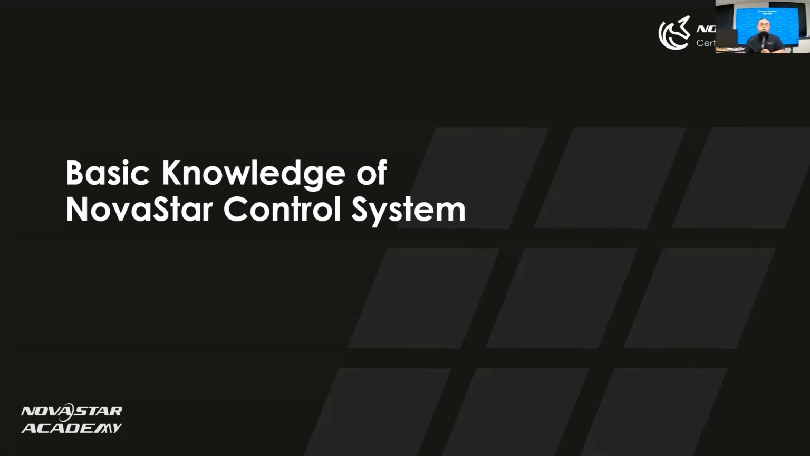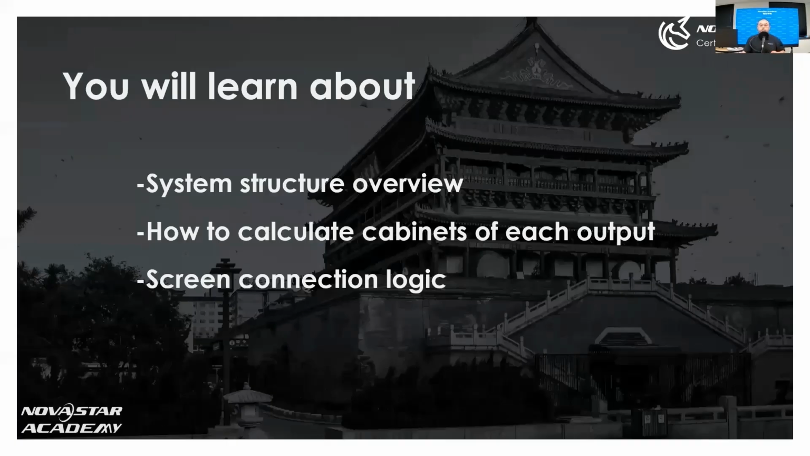Today we're going to have the following 3 contents. The first is the system structure overview. The second is how we can calculate the capacity of each output, like how many cabinets we can connect to one output. And the third is the screen connection logic. With these 3 topics, I believe you will get an idea of what the control system is and what the NovaStar system can do.